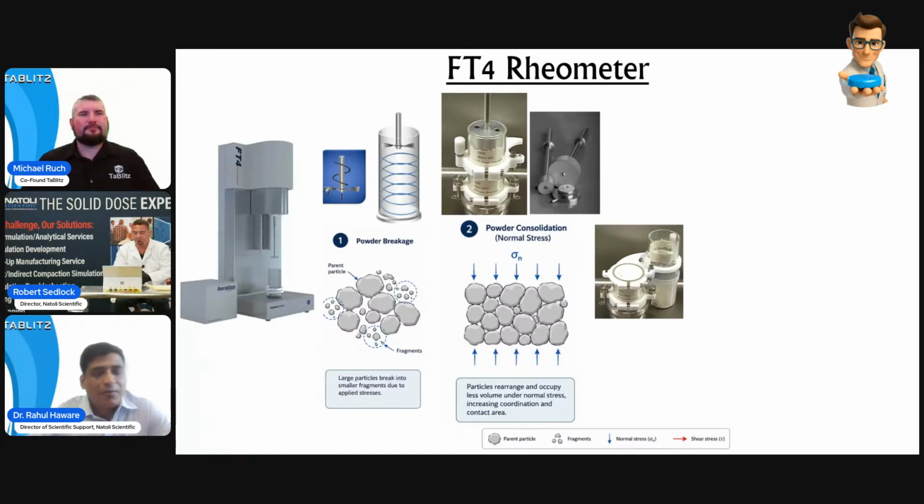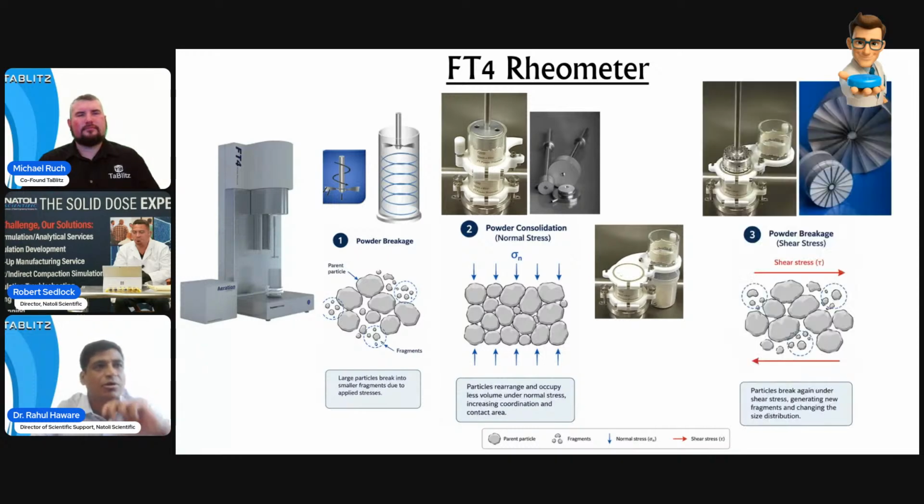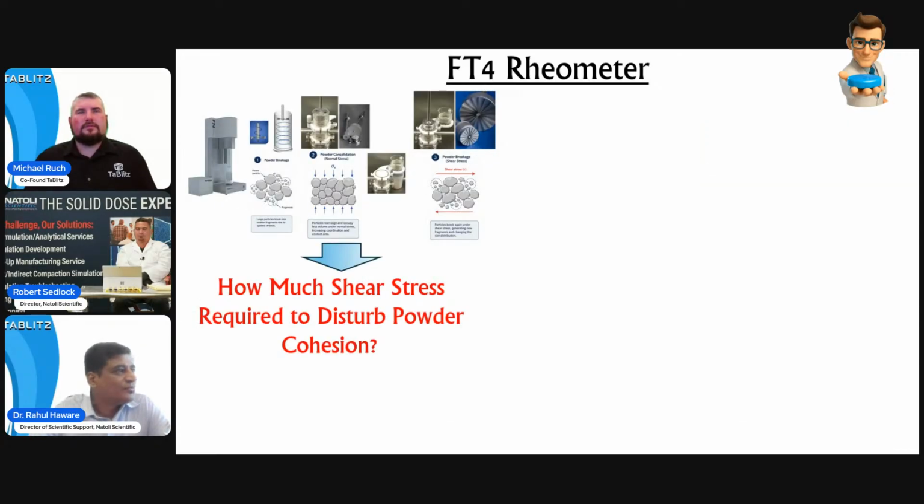Absolutely. And now once we have this cohesive powder, or once we have powder cohesion, what we want to do is apply shear stress. We want to disturb that powder. Technically we want to know, once the powder has cohesion, how much shear stress I need to disturb that powder. And that will be the measure of the powder flow properties. So as I said just now, with all this preparation, we want to know how much shear stress we need to disturb that powder cohesion.